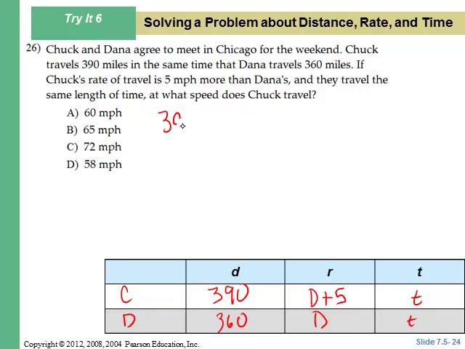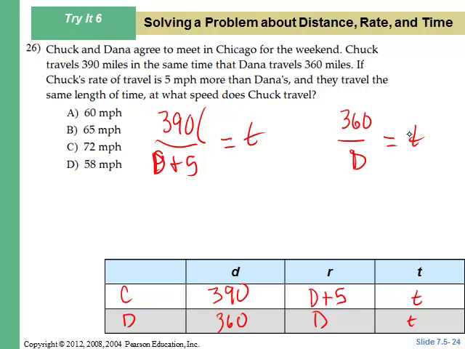So 390 over Dana plus 5 is time. 360 over Dana is time. So we can make those two equal. 390 over Dana plus 5 equals 360 over Dana. Cross multiply, we get, I'm going to change colors.